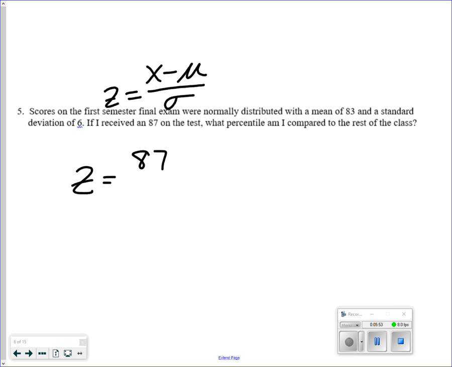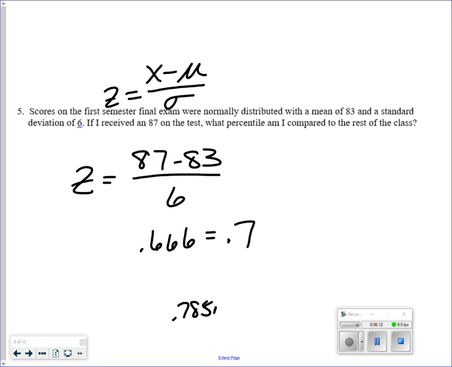So 87 minus 83 divided by 6, we get a 0.666 or a 0.7 on your z-score. Again, go to the z-score chart. This is located on the back of your review guide. And so the z-score chart would give you for 0.7 would be 0.7580.